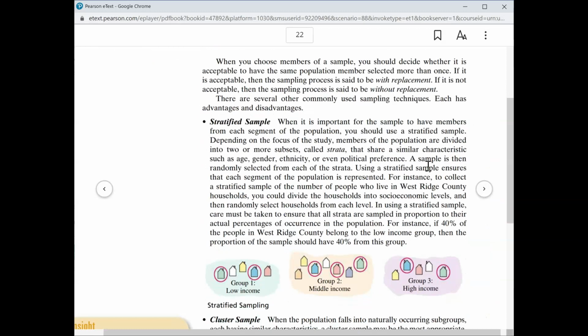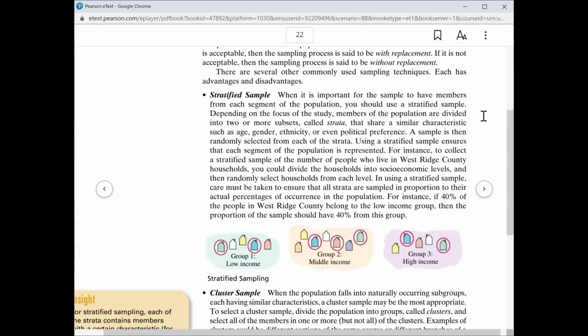All right. When you choose members of a sample, you should decide whether it is acceptable to have the same population members selected more than once. If it is acceptable, then the sampling process is said to be with replacement. If it is not acceptable, then the sampling process is said to be without replacement. So if you had 10 students, you numbered them 1 to 10, and you drew numbers out of a hat, you drew student number 3. Let's say you were asking him his favorite color, and he said red. Is it acceptable or not to put number 3 back in the hat to have a chance to be picked again, or once they're picked, they're picked, and then you can't be picked again.